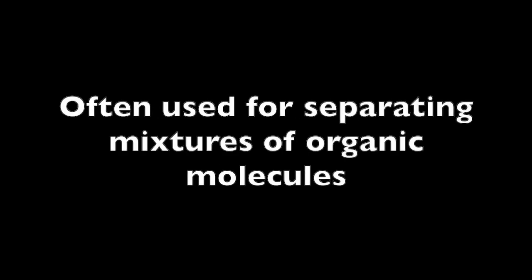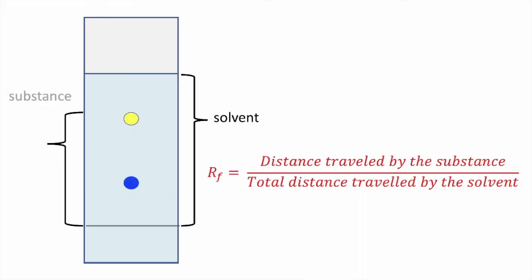Thin layer chromatography is often used for separating mixtures of biological compounds or organic molecules, such as amino acids and lipids and vitamins, etc. As with paper chromatography, calculating the retention factor can be useful for establishing the identity of a particular mixture component. Fluorescent thin layer chromatography plates are also sometimes used, and these are pretty cool because they glow.